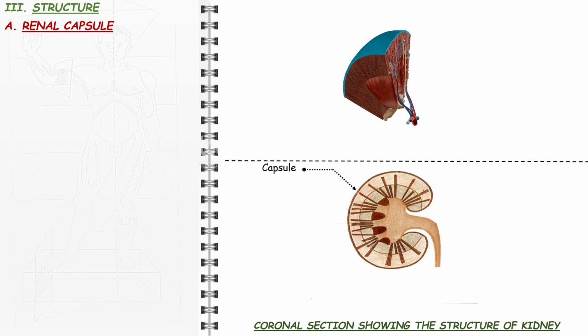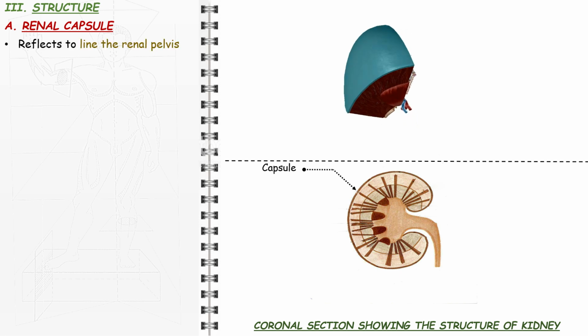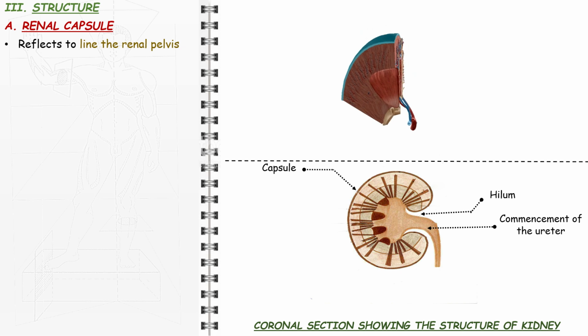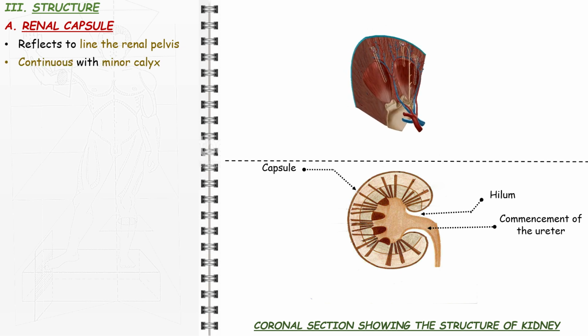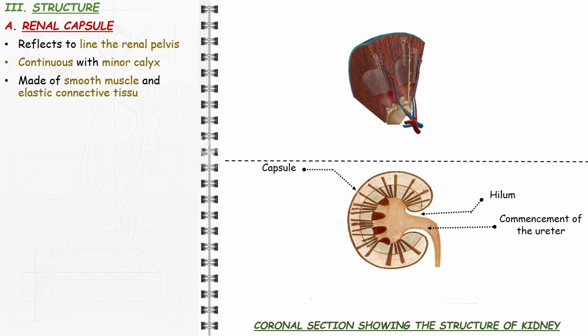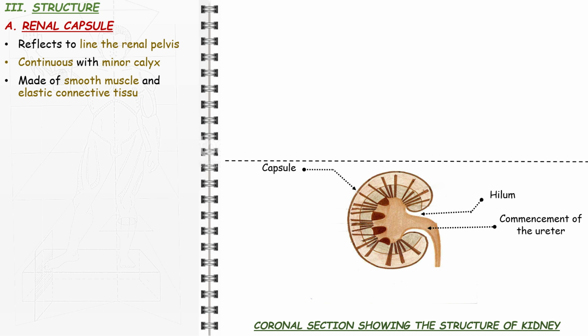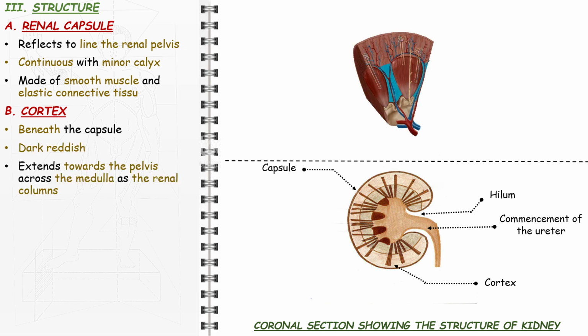The renal capsule reflects to line the renal pelvis and is continuous with minor calyces. It is made of smooth muscle and elastic connective tissue. The cortex is the part of the renal parenchyma beneath the capsule. It is dark reddish and extends towards the pelvis across the medulla as the renal columns.